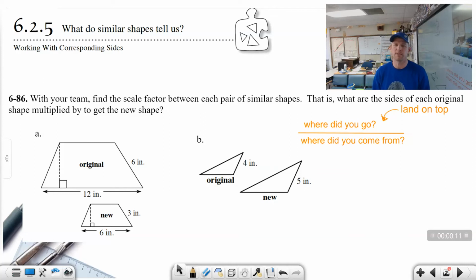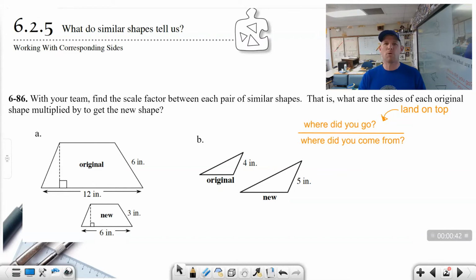Working with corresponding sides. Today we're going to step away from the coordinate grid for a lesson and focus on scale factor and dilation. We're going to focus on the side lengths. So here we go. Problem 6-86. With your team, find the scale factor between each pair of similar shapes. That is, what are the sides of each original shape multiplied by to get the new shape?